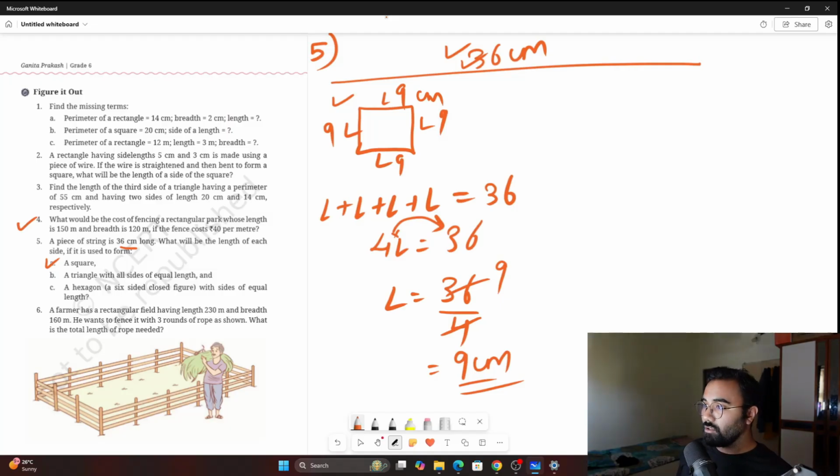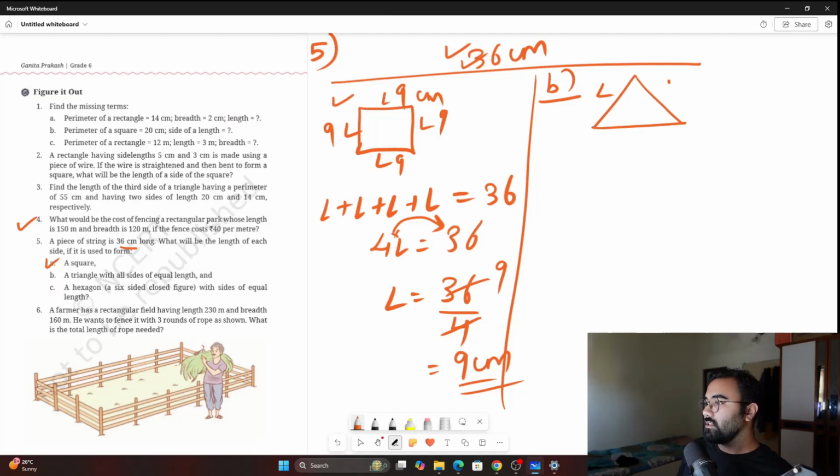Alright, there is a second part to this question as well. Let's see if we can solve it. A triangle with all sides of equal length. Let's see, there is a triangle. Now all sides are equal.